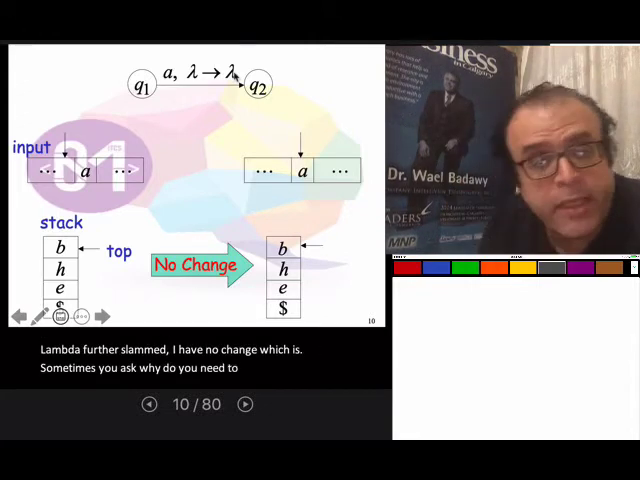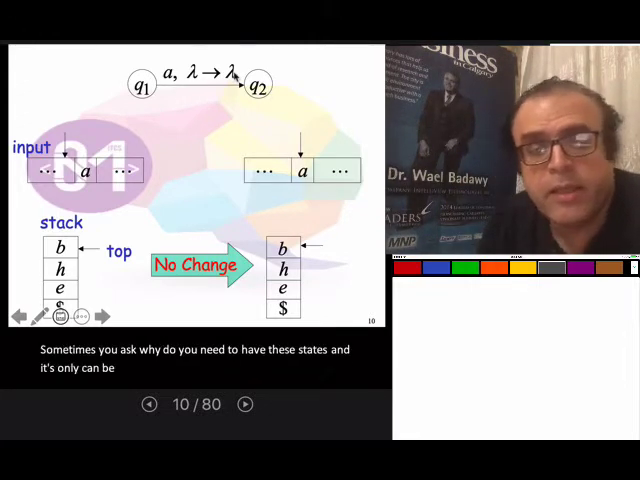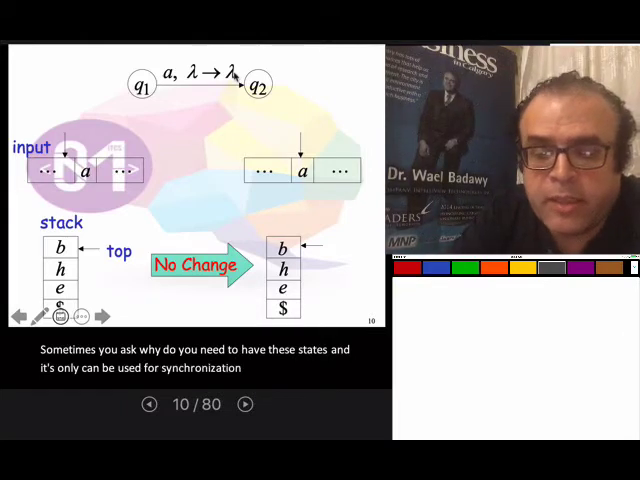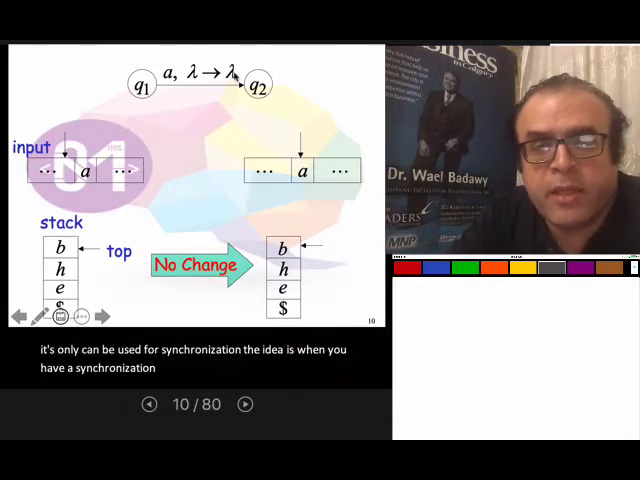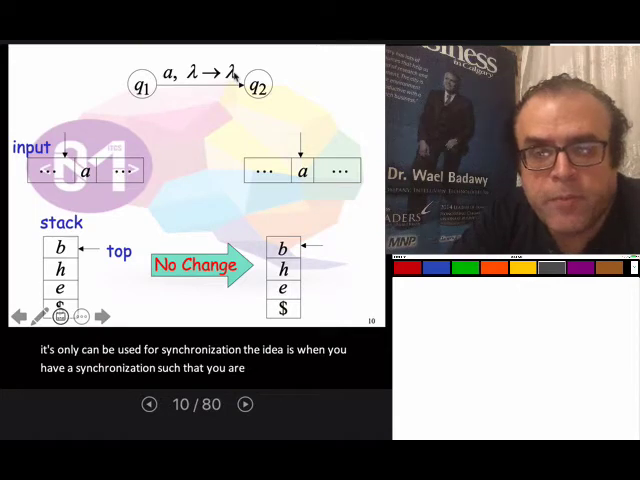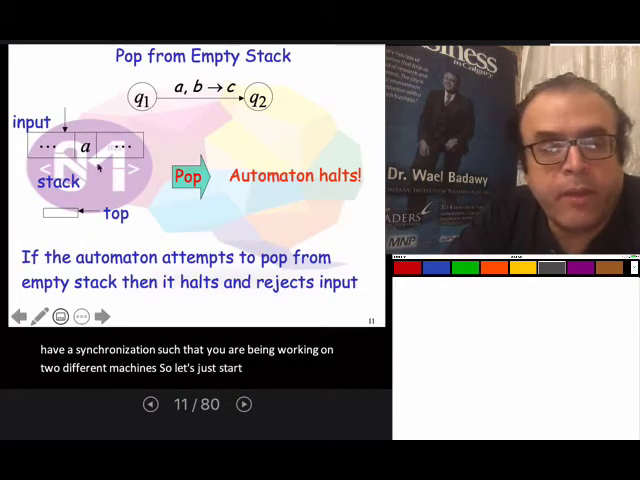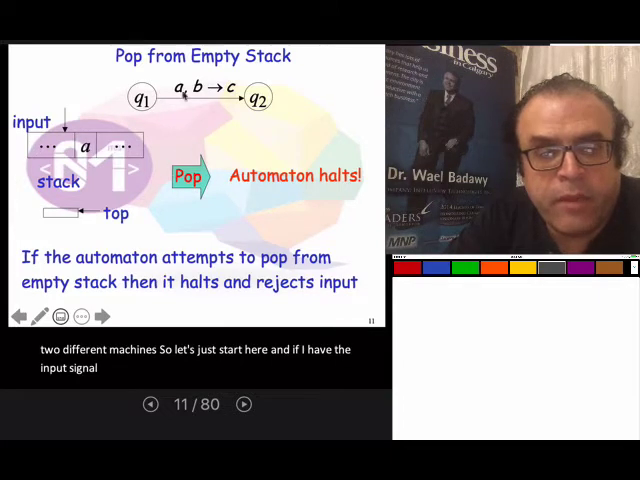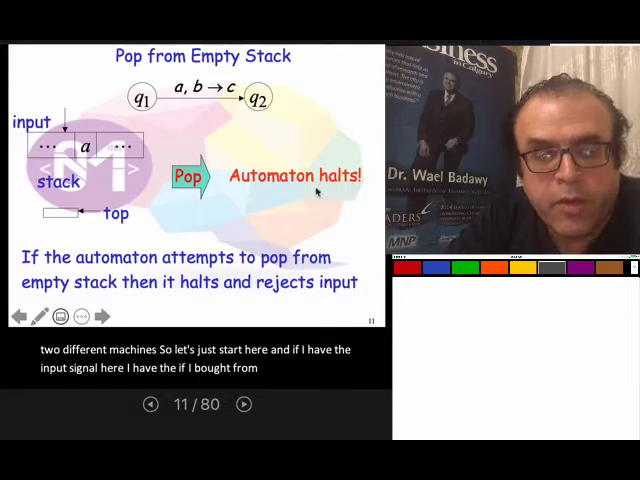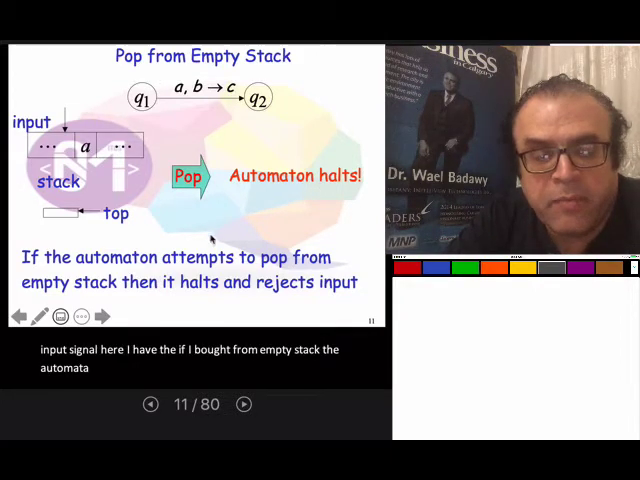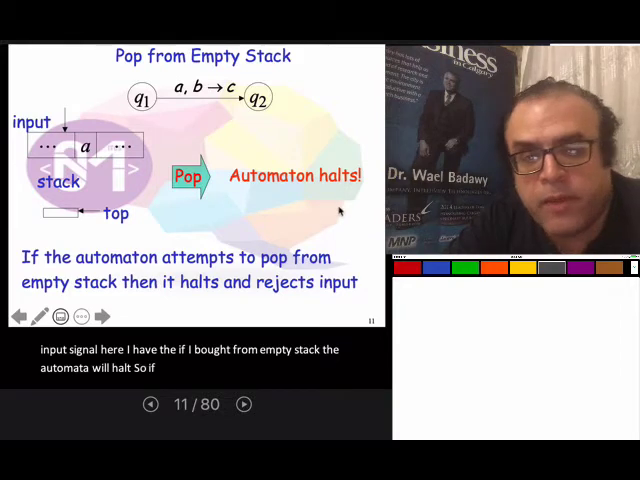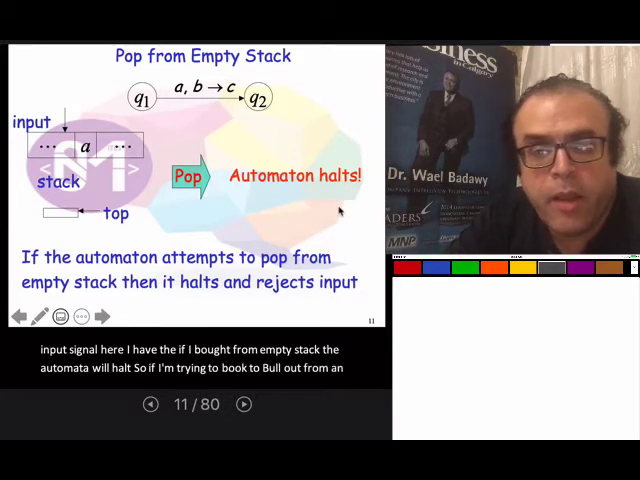And it can only be used for synchronization. The idea is when you have a synchronization such that you are working on two different machines. So let's just start here. If I have the input signal here, and I pop from an empty stack, the automata will halt. So if I'm trying to pull out from an empty stack, it means an error.